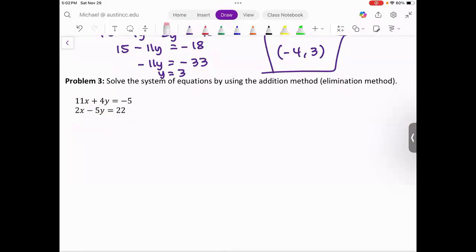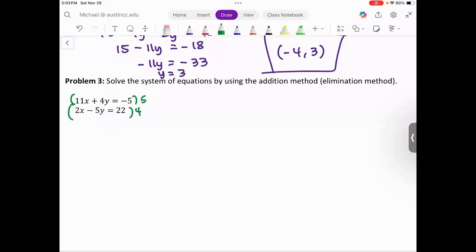So what that means is we want to find the least common multiple of 4 and 5. And one of the easiest ways to do that is just what's 4 times 5? That's going to be 20. So we want to get a 20y in our first equation, and we want to get minus 20y in our second equation, so that when we add the two equations together, they will cancel out.